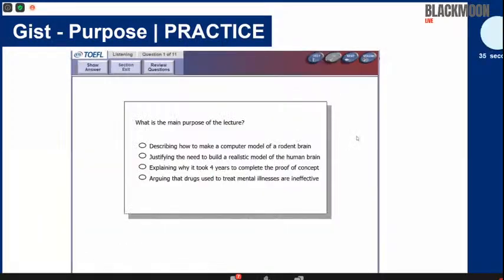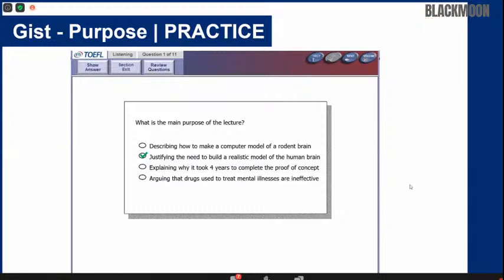Well done, you guys. I can see most of you got this one right. Almost all of you, actually. Well done. It is 2, justifying the need to build a realistic model of the human brain. Stefan says same. I don't know what you mean by same, but okay. So yeah, well done.